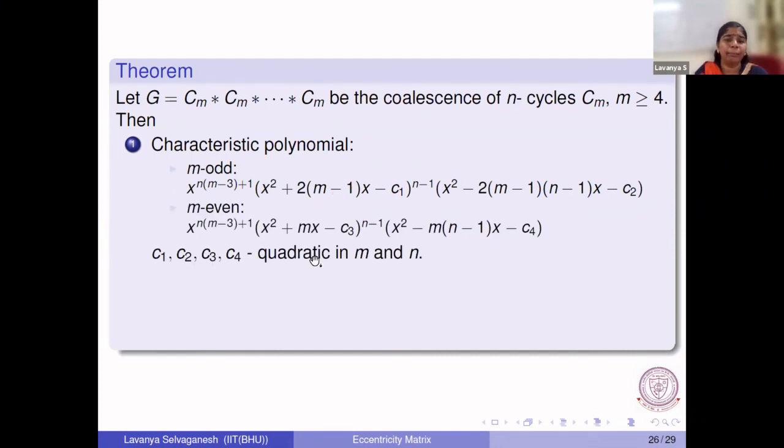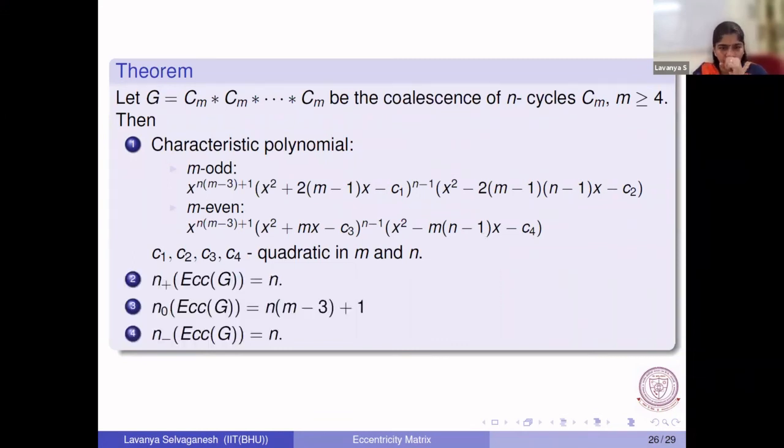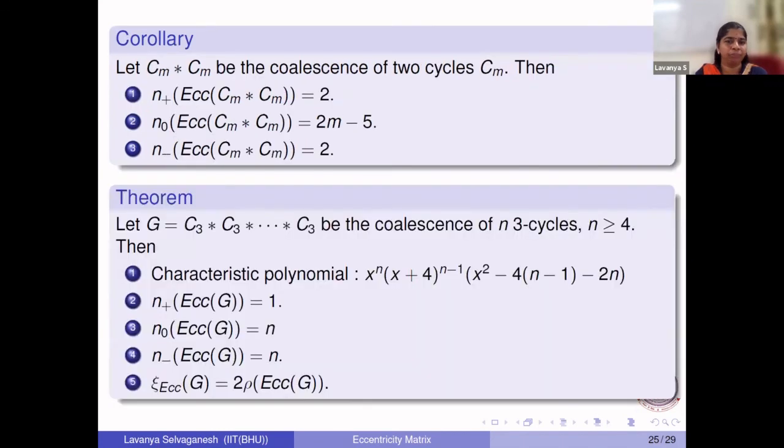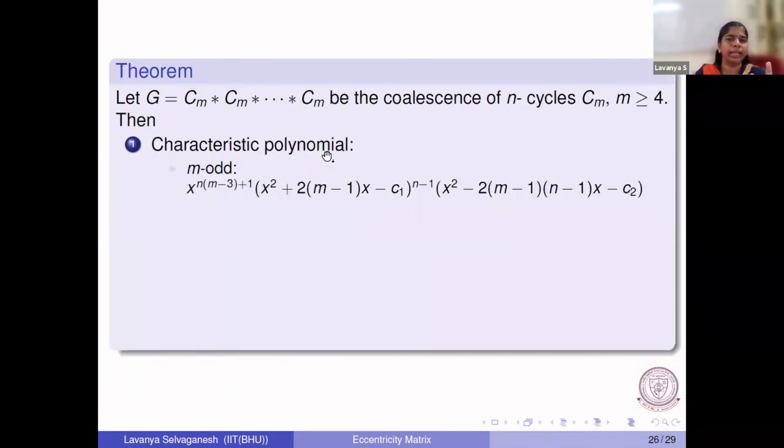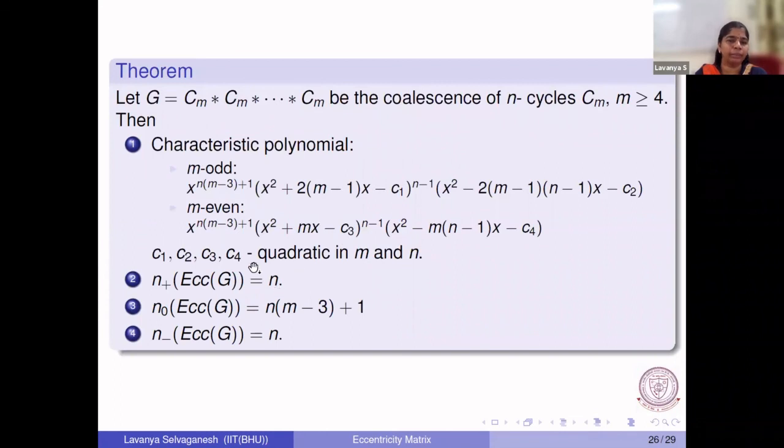Similarly, in the m even case, we again see a similar structure, but the coefficients just differ by some constant values. From here we can see that there are n positive eigenvalues and n negative eigenvalues, which is similar to the previous discussion. As we saw, for taking 2 copies, n plus and n minus were both 2. So it can now be extended to any n copies, as n plus and n minus become equal to n.